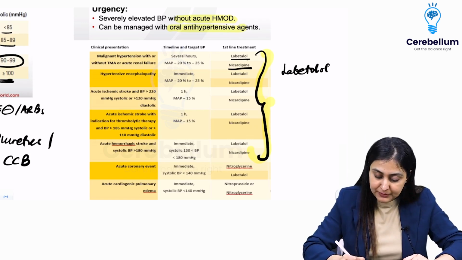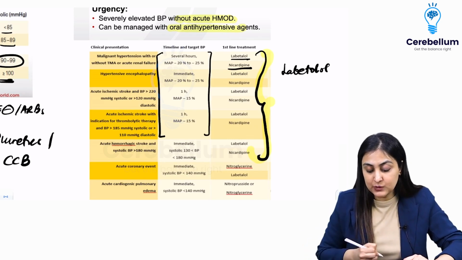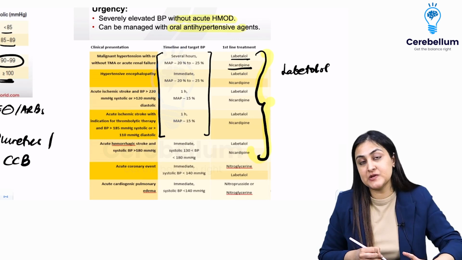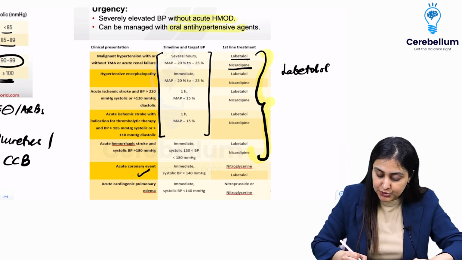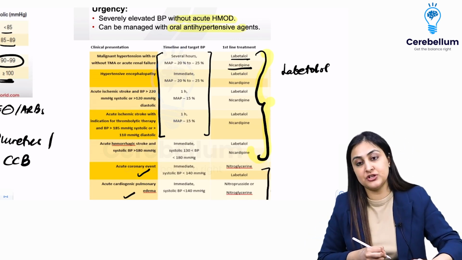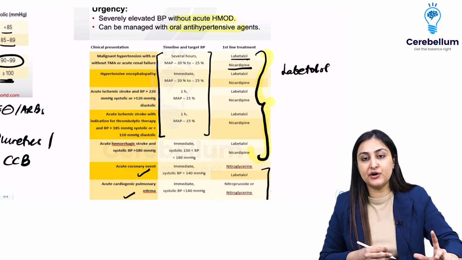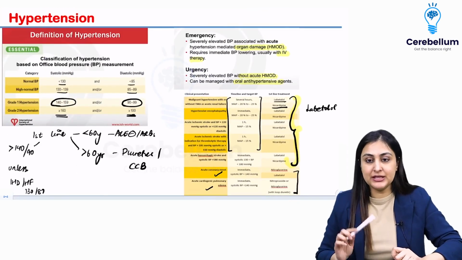And in most of the places you are going to have a reduction which is required within 1 hour, where it's roughly 20% of the mean arterial pressure. On the other hand, if you have acute coronary event or cardiogenic pulmonary edema, you rely on nitroglycerin. So this is a brief summary of the hypertensive emergencies which could help you in the exam.